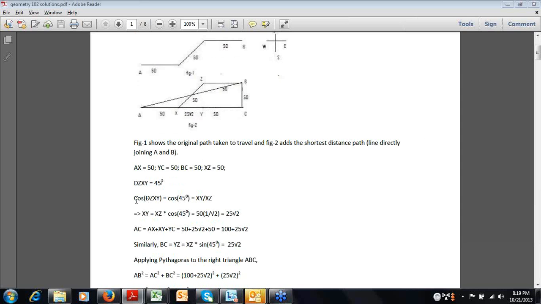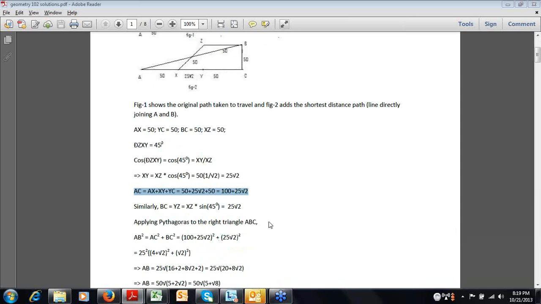Okay, so we have AC is equal to 100 plus 25 root 2. BC will calculate as YZ. BC is equal to YZ, and YZ is equal to XZ into sine 45 degree, as I have told. So it is 25 root 2. So now you apply Pythagoras theorem to triangle ABC. So AB square is equal to AC square plus BC square, which is equal to (100 plus 25 root 2) whole square plus (25 root 2) whole square.